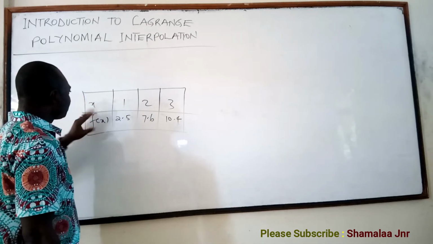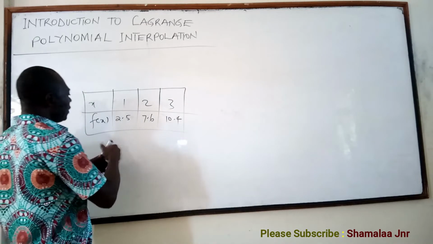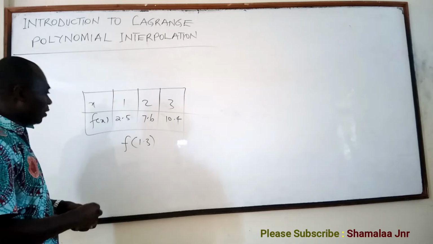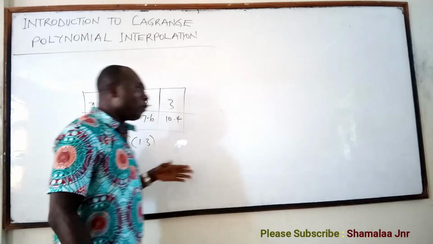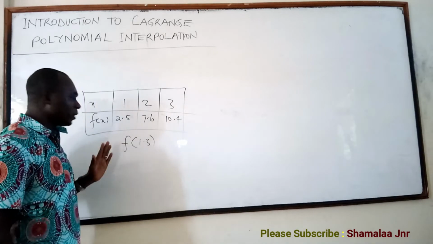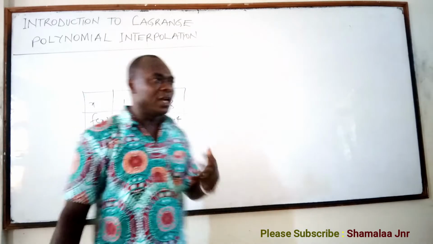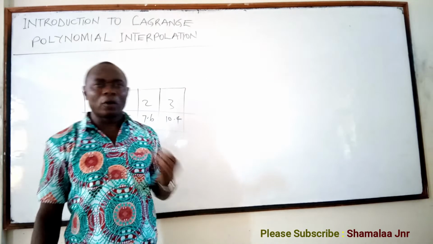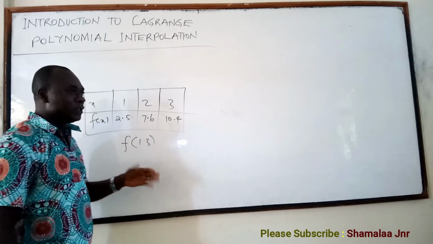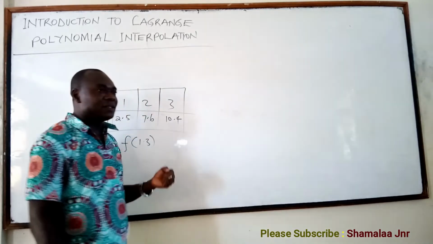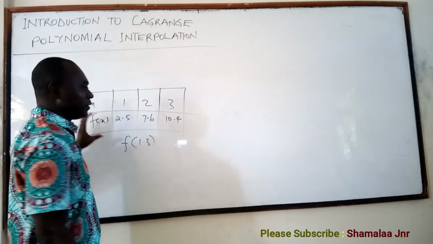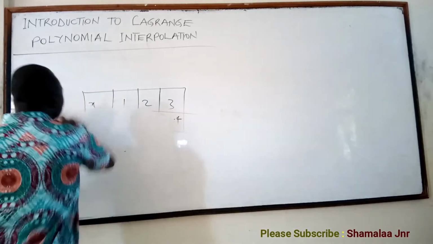After getting the function, you can then be asked to find, say, f of 1.3. What is the functional value of 1.3? So you need to first of all get the function before you can get the functional value of 1.3. That's why we are saying that Lagrange interpolation can be used to obtain an exact fit to a set of data points. So the exact fit here means that you can get a suitable polynomial to describe a given set of data points.